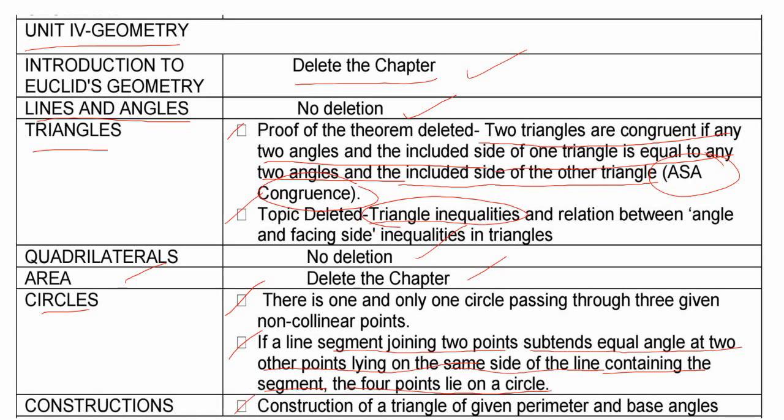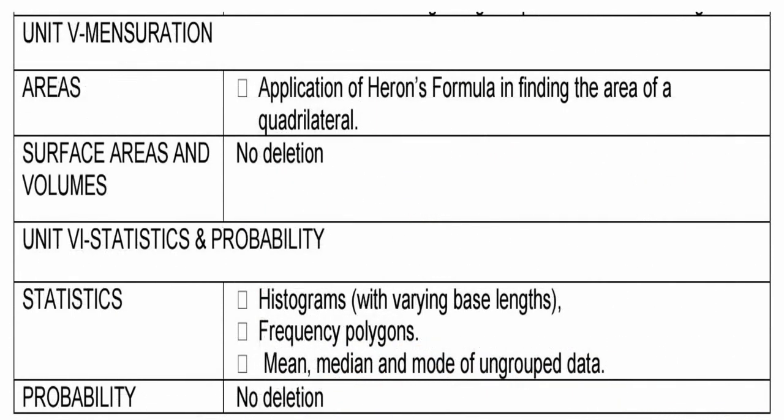Next one, constructions. The construction of a triangle when perimeter and base angles are given. This topic is deleted. Please note down. Let's see the next one. Unit 5, mensuration. Here, areas. Application of Heron's formula in finding area of a quadrilateral. This topic is deleted. Surface area and volume, there is no deletion.